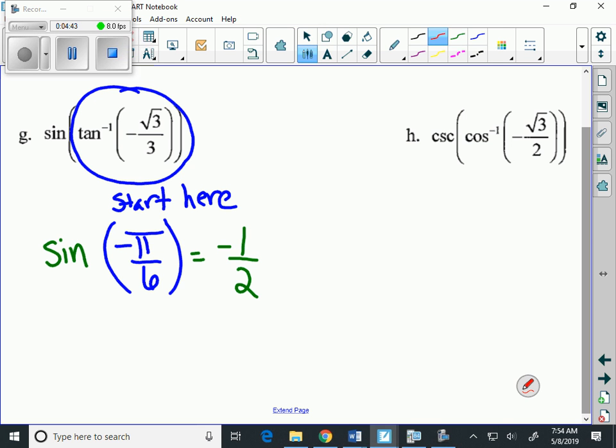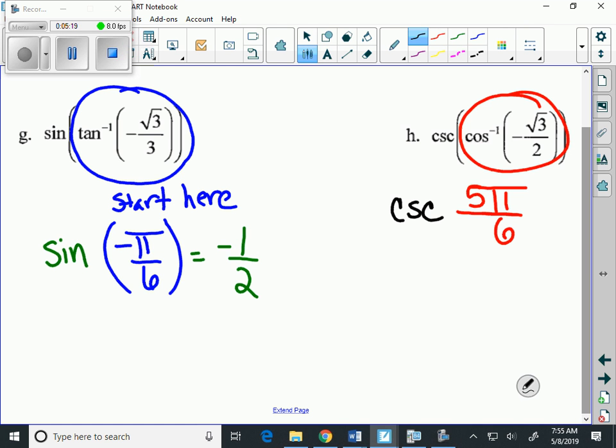Same idea over here on letter H. We have to figure out what the inverse cosine of negative radical 3 over 2 is. We're going to be in the second quadrant because it's negative. The inverse cosine of negative square root of 3 over 2 is going to be pi over 6, and that's not right, but I can fix it. How about 5 pi over 6, because it was negative. Then what we want to look at is the cosecant of that.